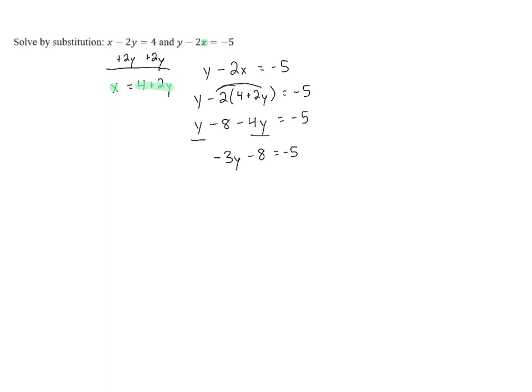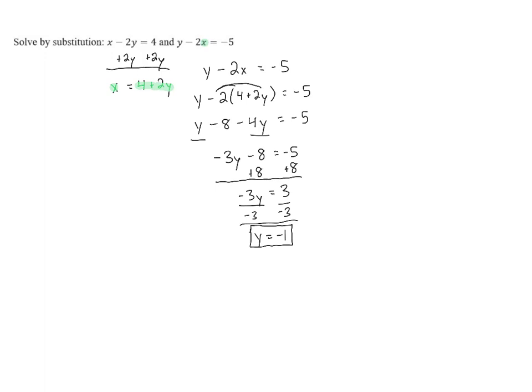We can add 8 to both sides to get rid of that constant term on the left. This leaves the negative 3y on the left. Now negative 5 plus 8 is positive 3. And to get y alone, we need to divide by that negative 3. And this leaves us with y equals negative 1.